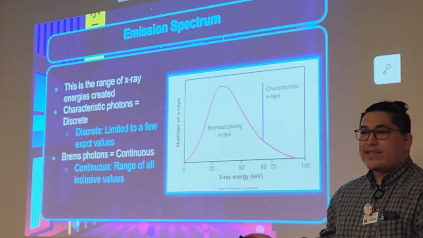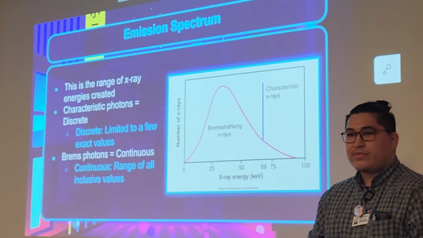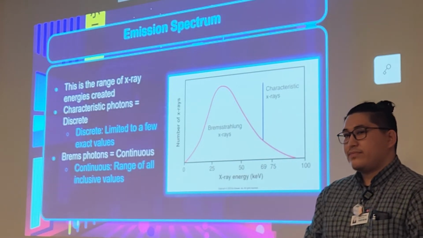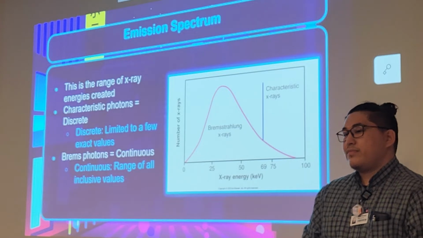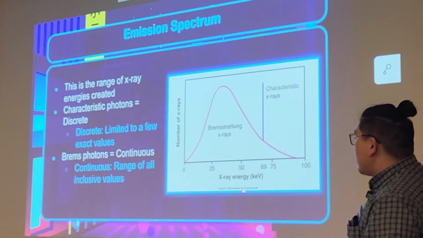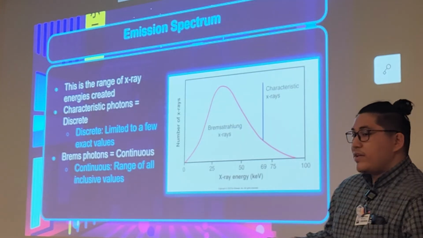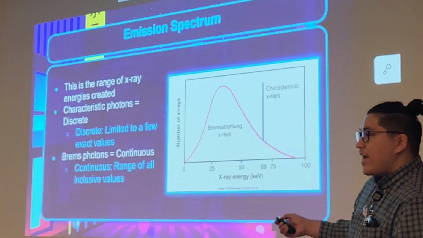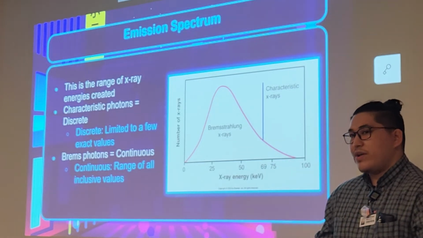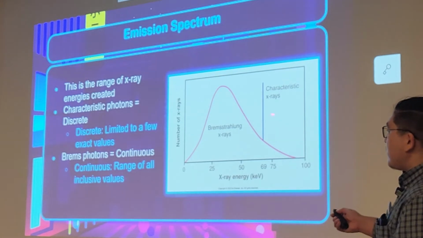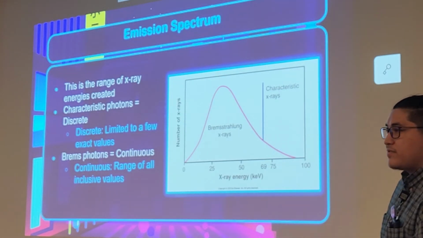So, what would our x-axis be in terms of property of the beam? Is that our quantity or our quality? Quality. That's our energy, so that's our quality. The number of X-rays is going to be our y-axis, which is our quantity. So, does anybody know why there's a difference between how these lines look?